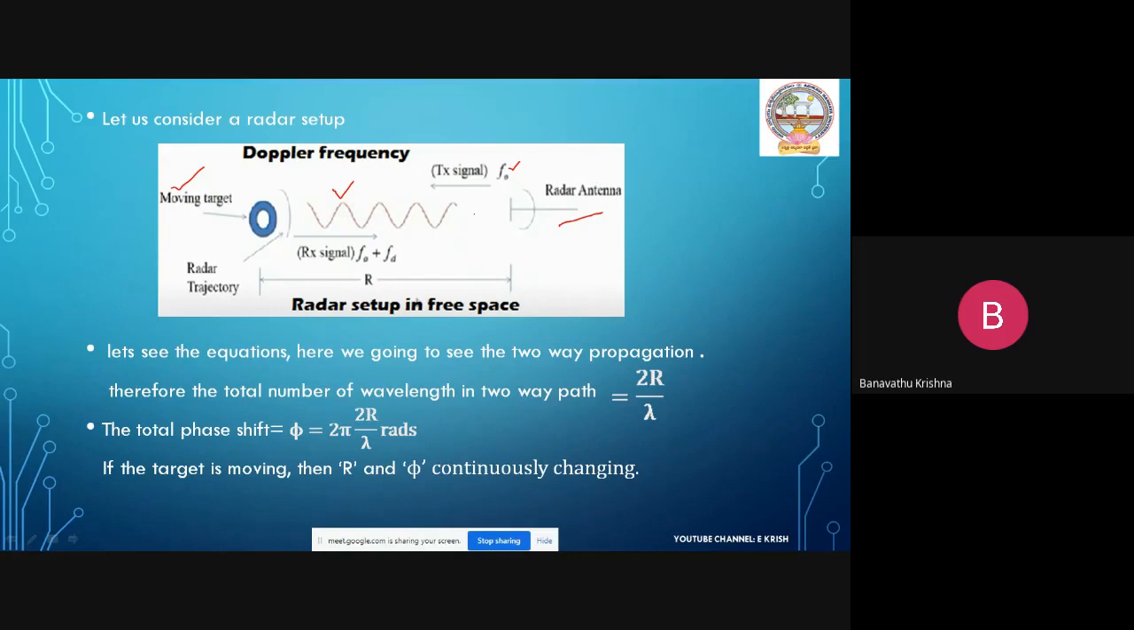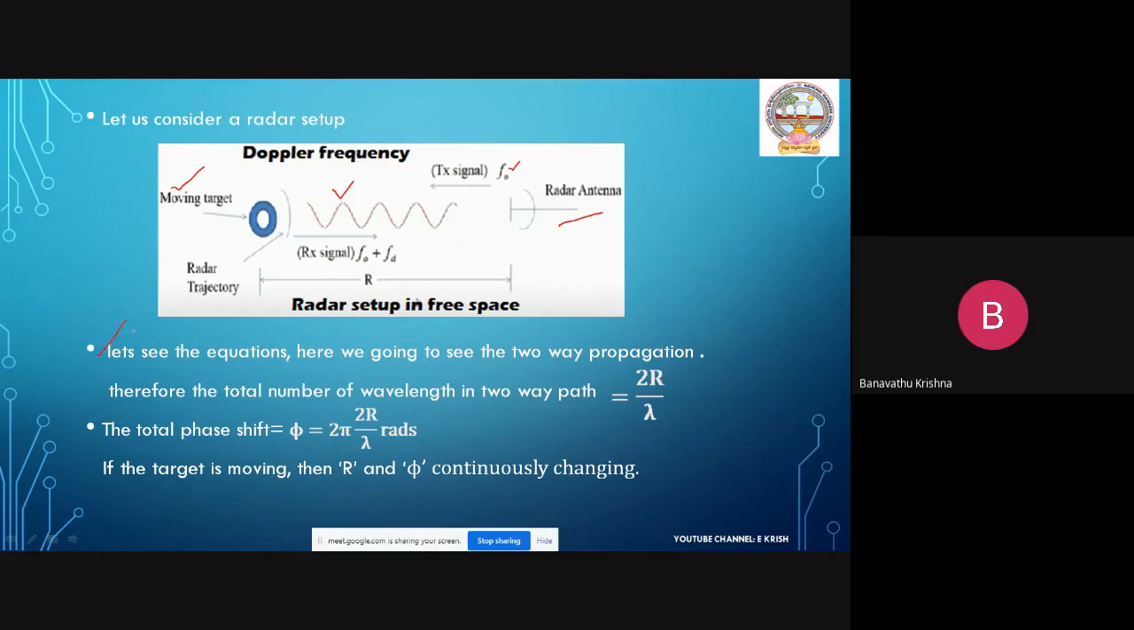and after transmitting, the signal reaches the moving target and is intercepted by it. It scatters in all directions, and some portion is reflected back to the radar receiver station. Here the frequency will change, and that change is the Doppler frequency. Also observe that the transmitter frequency is also observed in the received echo signal. Here R is the distance between the moving target and the radar transmitting antenna. It is free space.